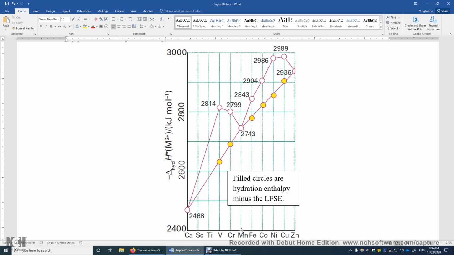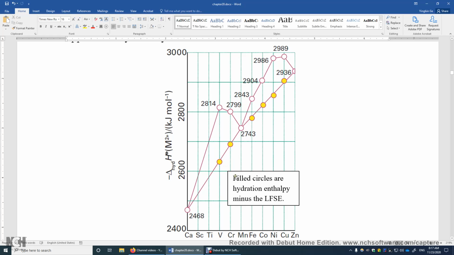So overall, the LFSE cancels in Mn2+ when it's surrounded by weak field ligands. So that's why LFSE is 0 here. And obviously for zinc 2+, since you have 10 d electrons, the LFSE is also 0. In here you have 0 d electrons, therefore LFSE is 0. So again, if you have completely filled d orbitals or completely empty d orbitals, the ligand field stabilization energy is 0. What about the d5 case? When you have 5 d electrons in the high spin electronic state, the LFSE is also 0.